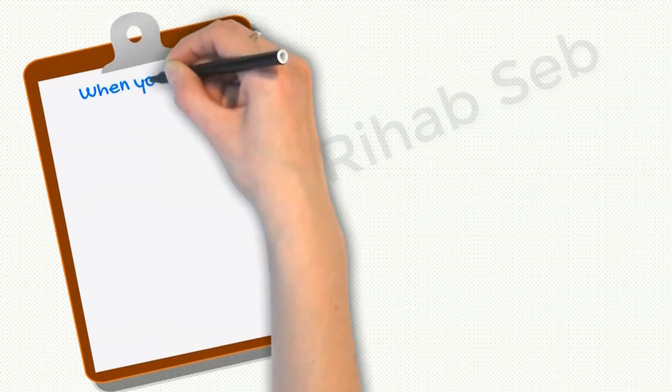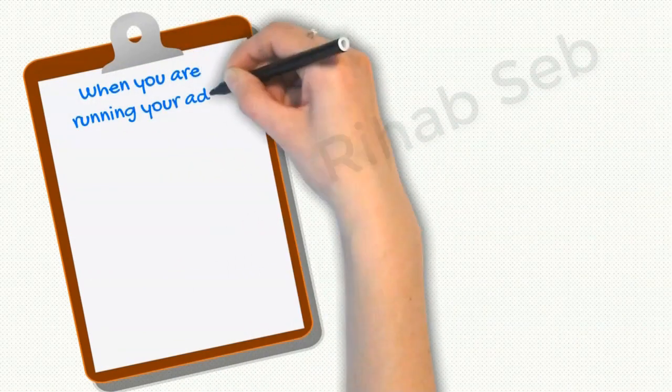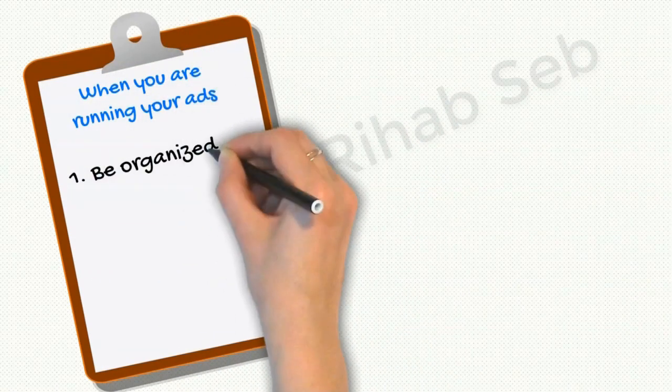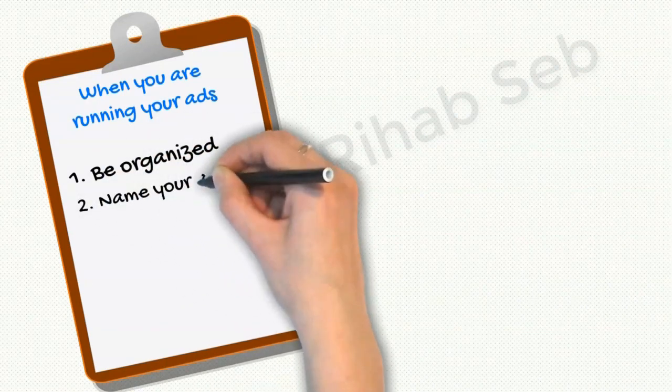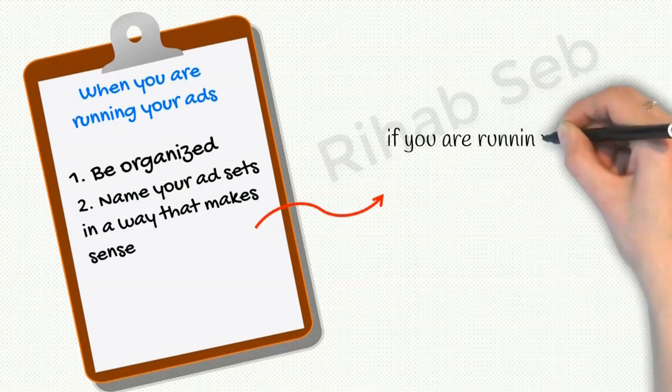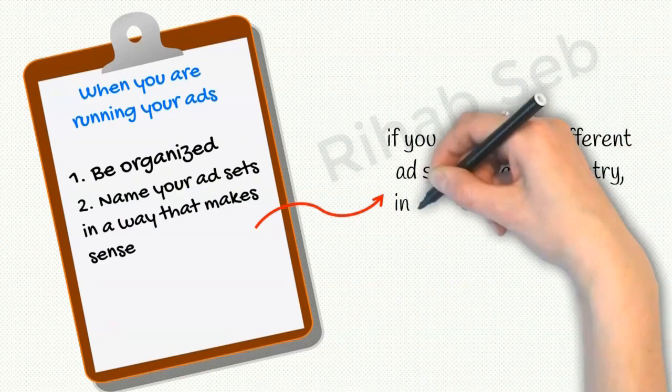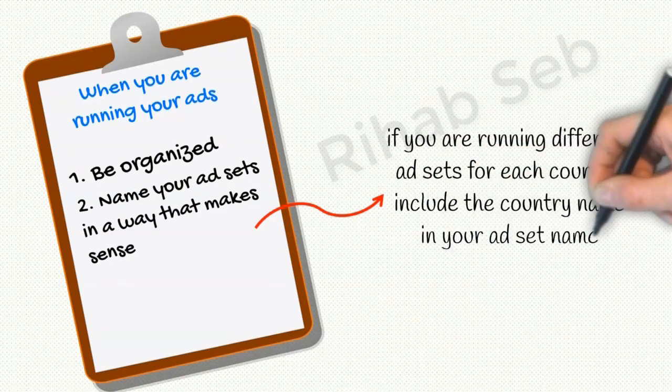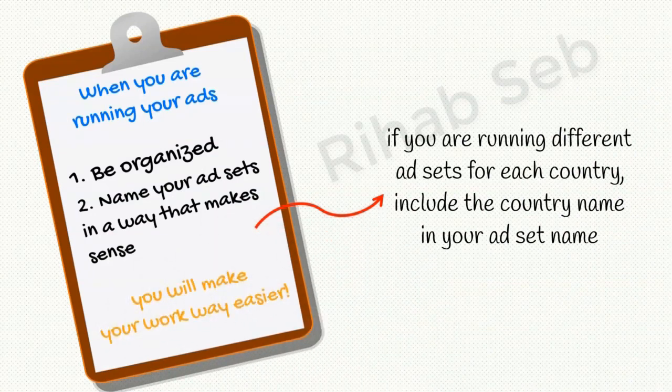When you are running your ads, when you finish this whole course, first try to be organized. Name your ad sets in a way that makes sense. So if you are running a different ad set for each country, include the country name in your ad set name. The more organized you are, the easier working with the Facebook ads dashboard will be.